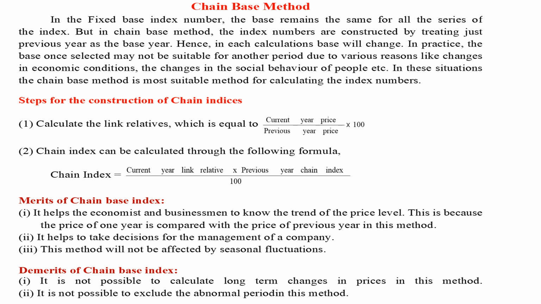Steps for the construction of chain indices. 1. Calculate the link relatives, which is equal to current year price by previous year price into 100. 2. Chain index can be calculated through the formula mentioned here.